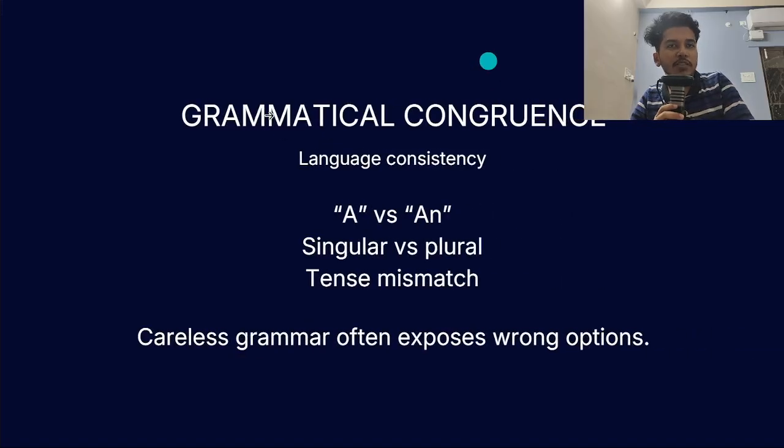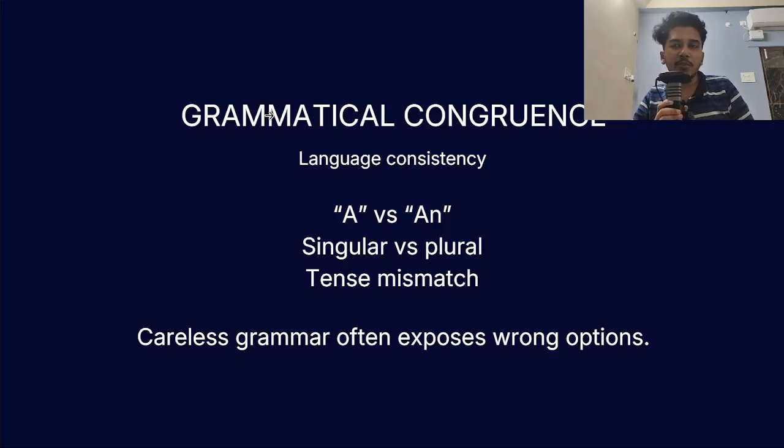Grammatical congruence, language consistency. This is a beautiful part of the English language, and other languages as well. For example, if the task ends with "what is an example of the following," and maybe the sentence ends with an "a" or an "an," you could think about, okay, the option is most likely going to start with a vowel.